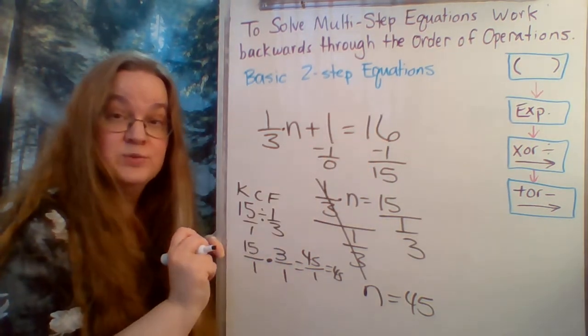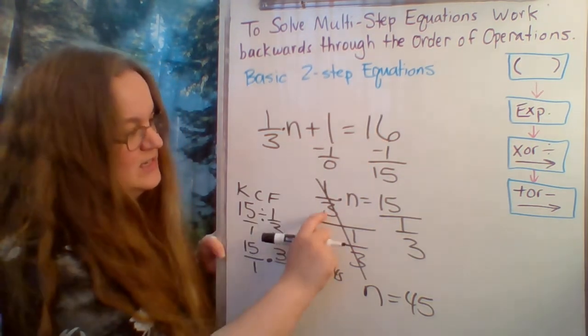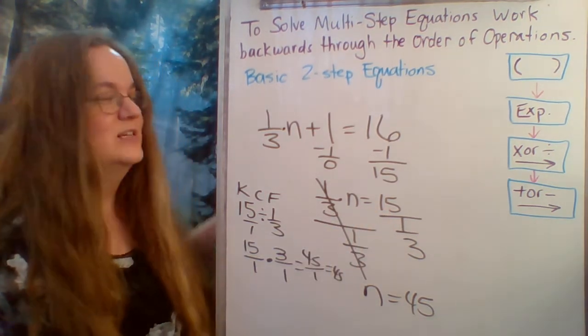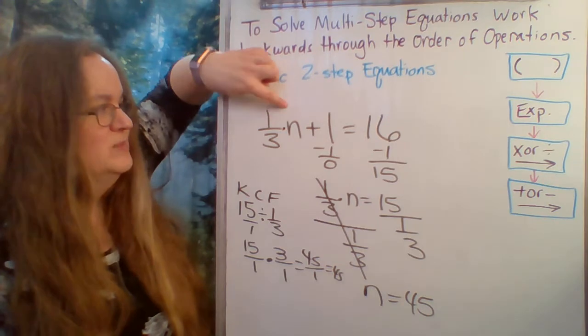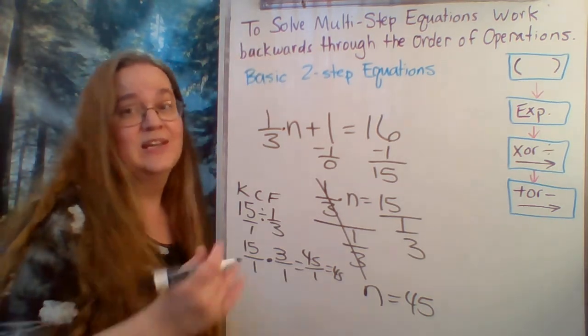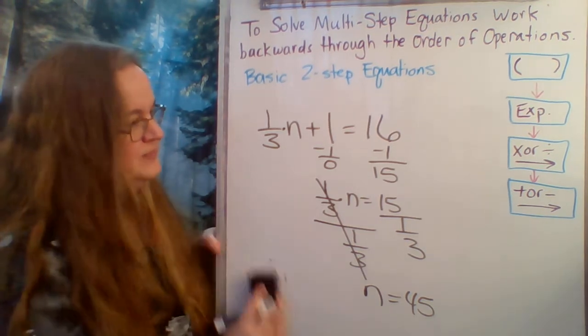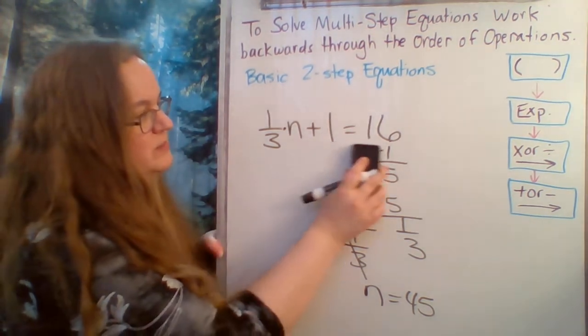This is the kind of problem that's really easy for people to miss, because when they get to this step, they're thinking, oh, 1/3 of 15 is 5. 5 must be the correct answer. But if I do 1/3 times 5, that gives me 5/3, which when I add 1 doesn't get 16, so it doesn't work out.